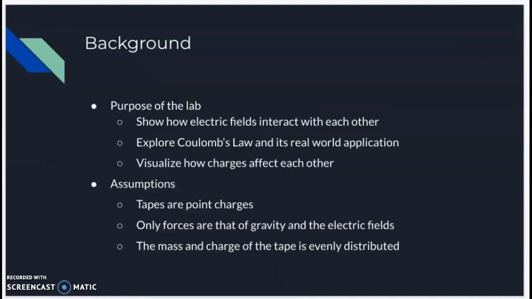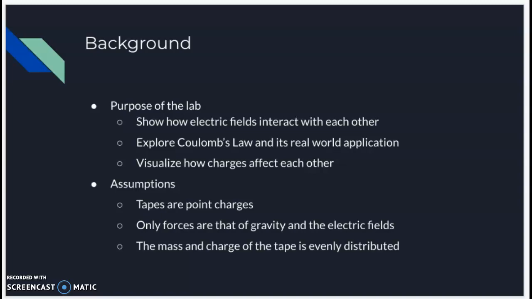So to start off, a little bit of background about this lab. The purpose of this lab was to show how electric fields interact with each other and how these charged particles can create electric forces on each other. First, we explored Coulomb's law and its real-world application using everyday items such as Scotch tape, and we visualized how these charges affect each other using a software program called GlowScript.